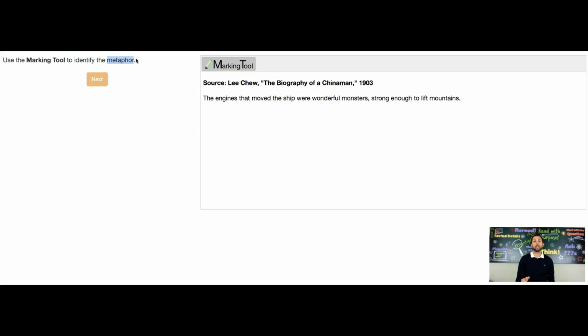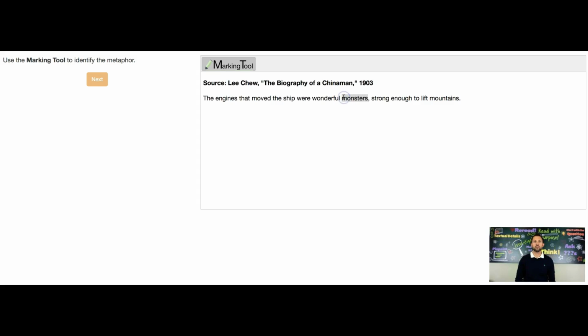A metaphor is generally a statement of something, like something is this, not it is like this, but it just is this. It just states that something is this. So we're going to go ahead and look for a comparison in this one line, in the Biography of a Chinaman. The engines that moved the ship were wonderful monsters, strong enough to lift mountains. The engines that moved the ship were wonderful monsters.